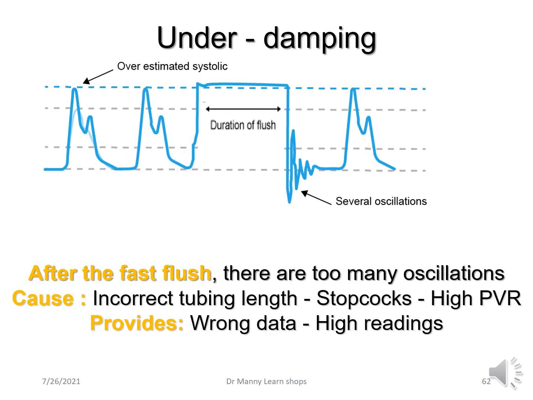Then you've got underdamping. And underdamping, after a fast flush, there are too many oscillations. This could be as a result of incorrect tubing length, stopcocks, a high pulmonary vascular resistance, and this provides the wrong data and very high readings.